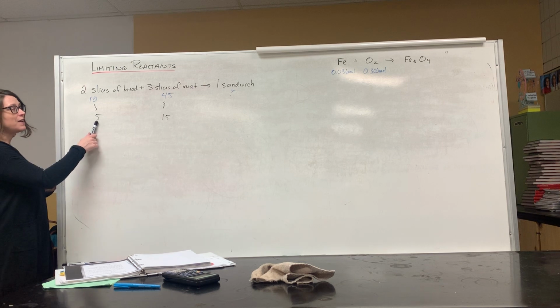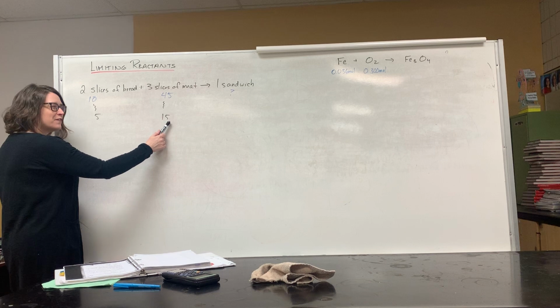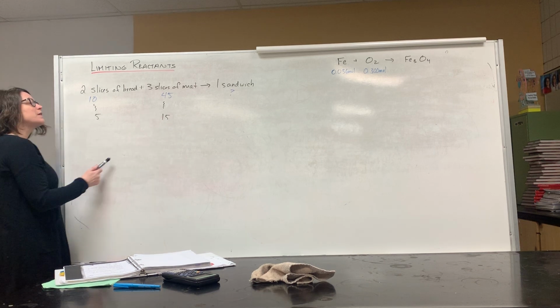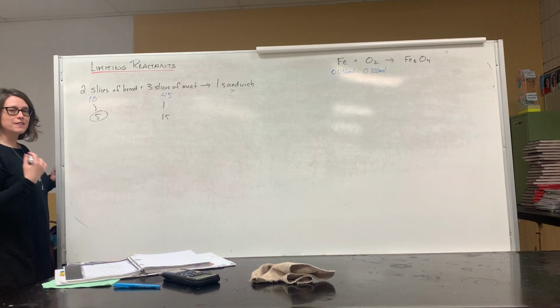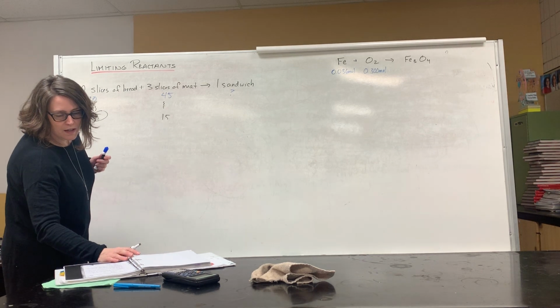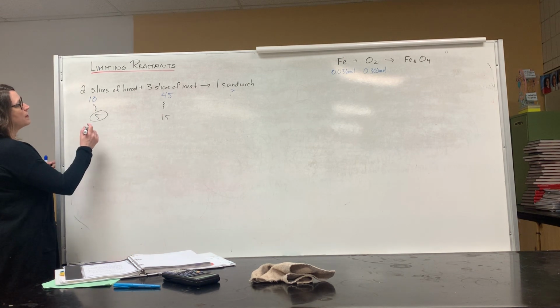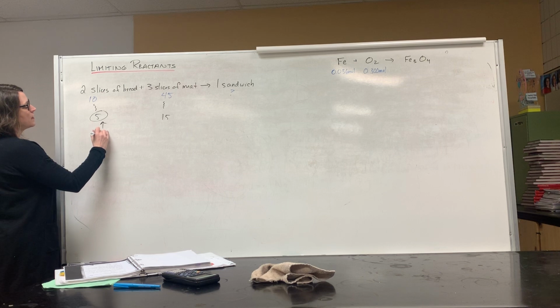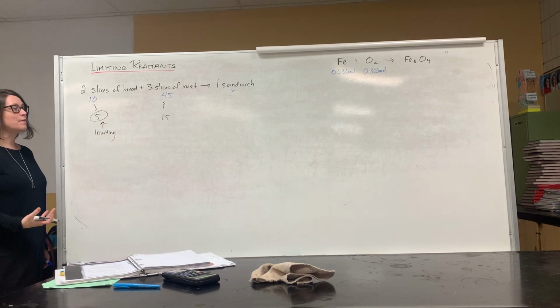Now, I can only make 5 sandwiches with the bread, but I can make 15 with the meat. So how many sandwiches can I actually make? I can only make 5 sandwiches. So in this case, which reactant is limiting? So this one is your limiting. So it's limiting you from making more sandwiches.